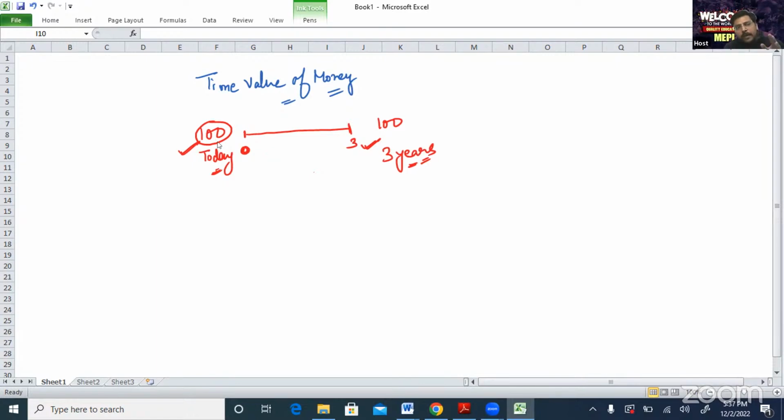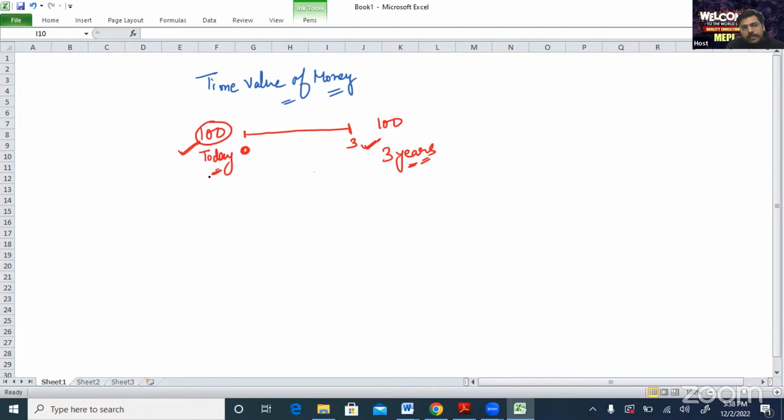So for example, if I get 100 rupees today, whatever I can consume from this 100 rupees today, I will not be able to consume the same thing from the same 100 rupees after 3 years because inflation is there.